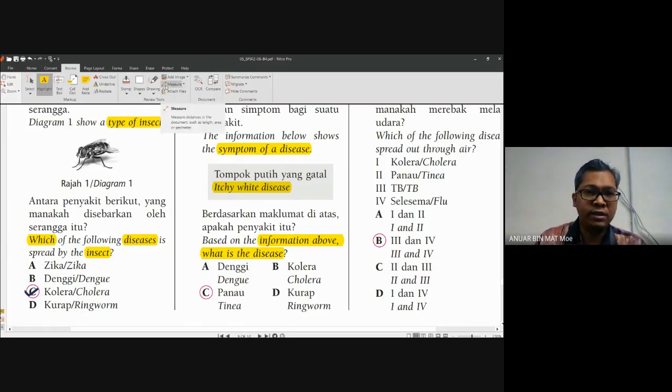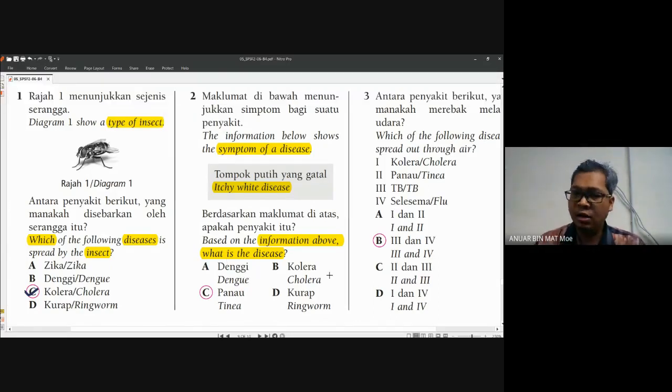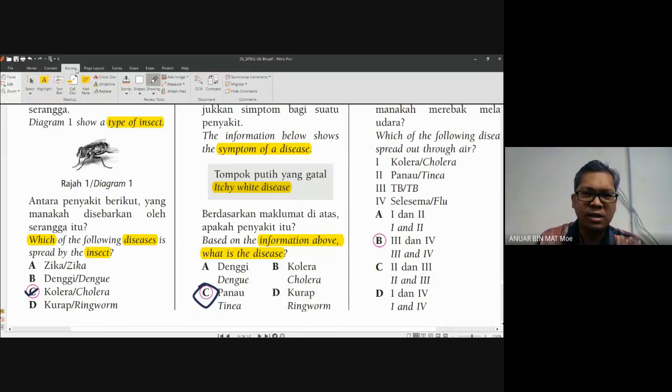So with an infection of the skin, of course it is not dengue, it is not cholera, and it is not ringworm, because ringworm has redness. It is tinea. Tinea has a white spot. Ringworm is just a reddish redness or rashes. For tinea, we have an itchy white spot actually. What disease?